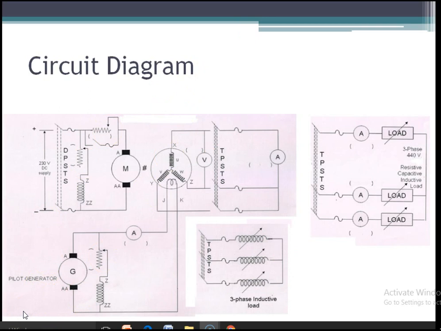Now coming to the load test. What we have to do now is again replace this part, the inductive load, with the load. First we are going to add a resistive load. This may be a resistive, inductive or capacitive load. First add a resistive load to this alternator circuit. Now the resistive load is added.